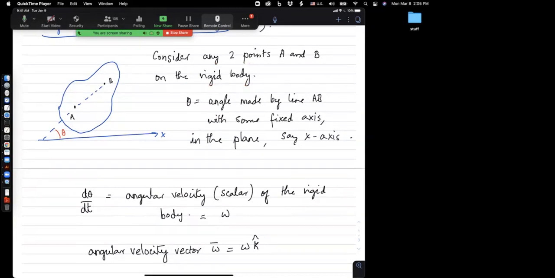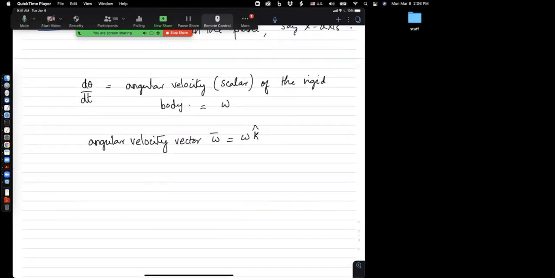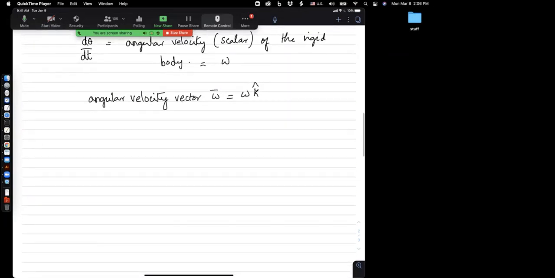And this omega is defined as the rate of change of this angle made by AB, where A and B could be any 2 points, right? What if we had picked some other 2 points? Would the angular velocity be different? So if you pick some other 2 points, so let's say this is A and B, and let's say we pick some other points, C and D or something, which hopefully don't make the same angle.